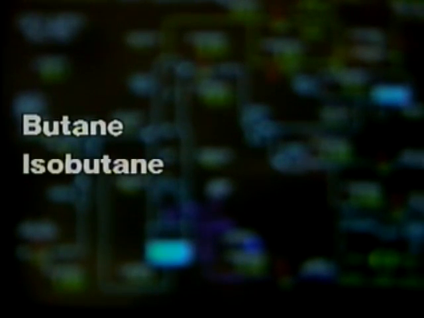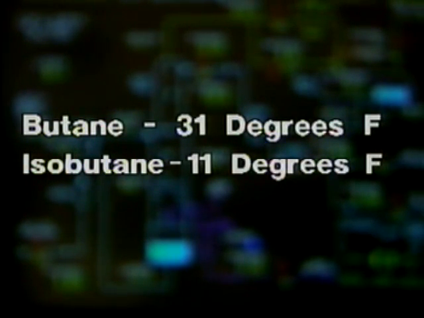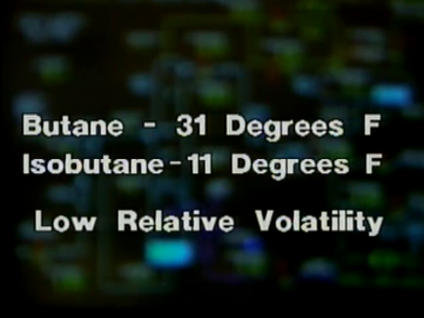Now let's examine a liquid mixture of butane and isobutane. At atmospheric pressure, butane boils at approximately 31 degrees Fahrenheit. Isobutane boils at approximately 11 degrees Fahrenheit at atmospheric pressure. This mixture has a low relative volatility. A low relative volatility means that the components are relatively hard to separate by distillation because their boiling points are close to each other. During the distillation process, a liquid mixture is separated by vaporizing one or more components of the mixture, and then the vapors are condensed.